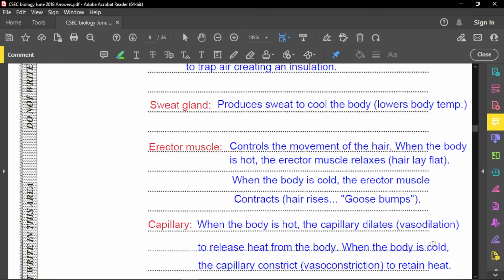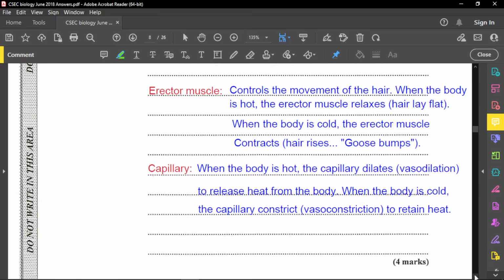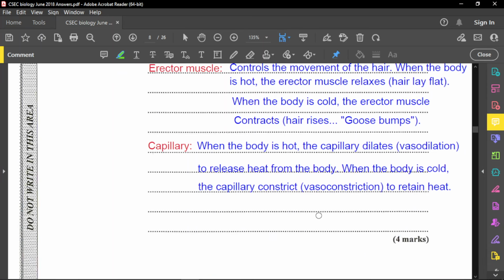And for capillaries, when the body is hot, the capillaries will dilate, all right, and that is called vasodilation, which means the capillaries get wider, and because of this, they'll be closer to the surface of the skin, and they will lose heat to the environment.